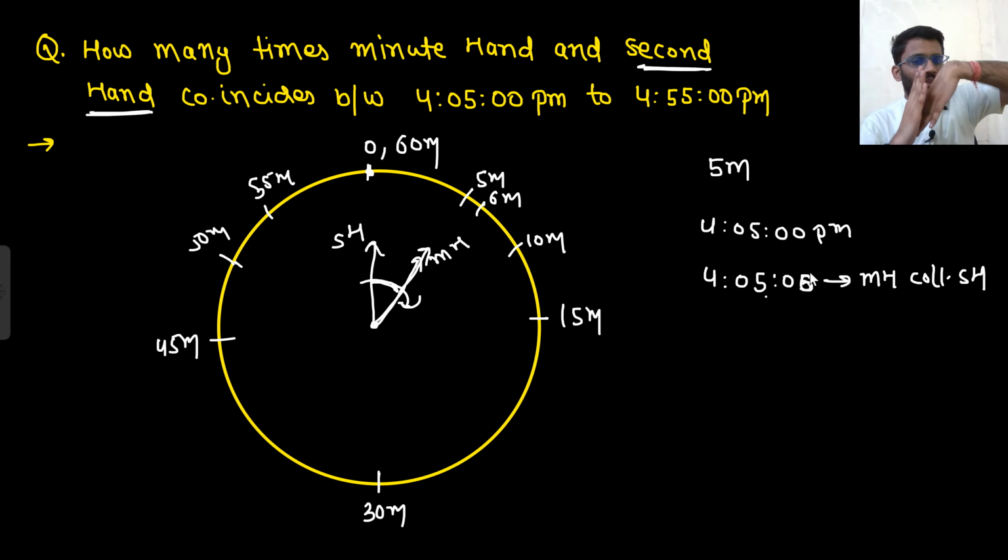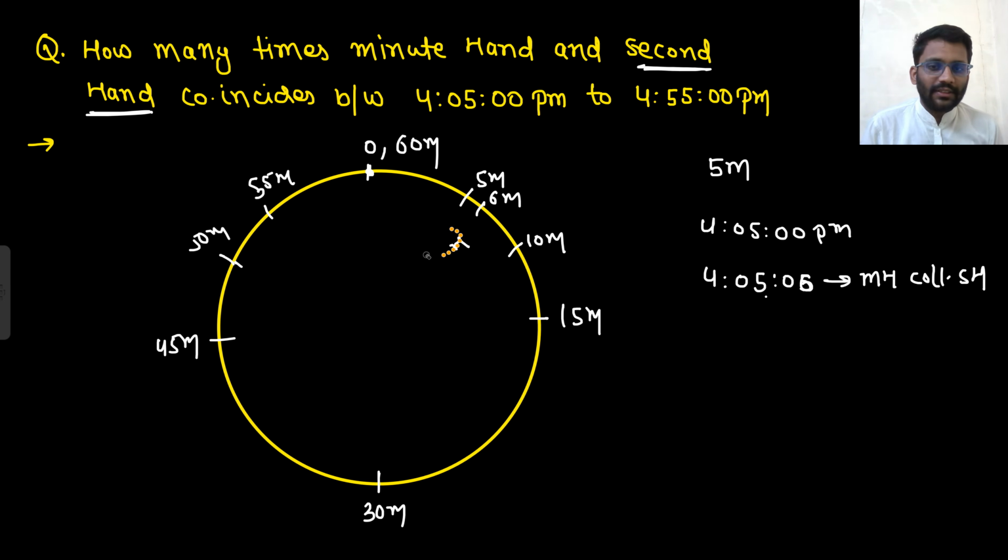Now what will happen? The minute hand would remain here only, and this second hand would pass. It would cover the complete circle. Now, if the second hand has covered the complete circle, that means what will happen? Now this minute hand would come to 6 minutes.